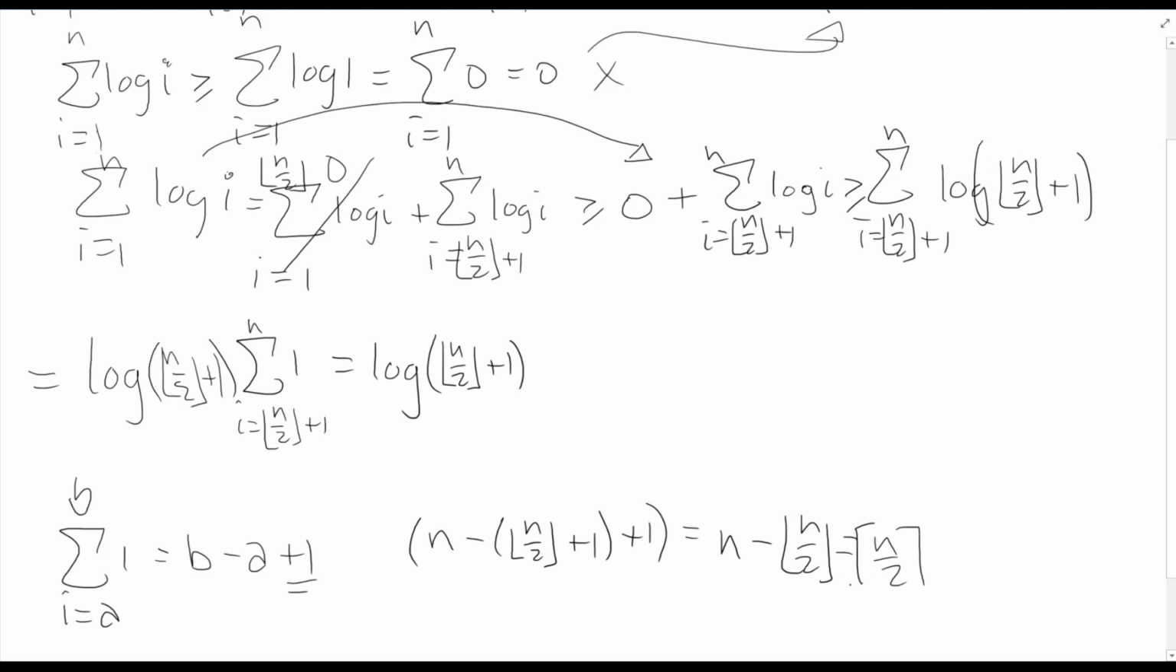And again, that maybe makes sense. Think of this for yourself. Say n is 5. The floor would be 2. The ceiling would be 3. 2 plus 3 is 5. That's how we get that there.